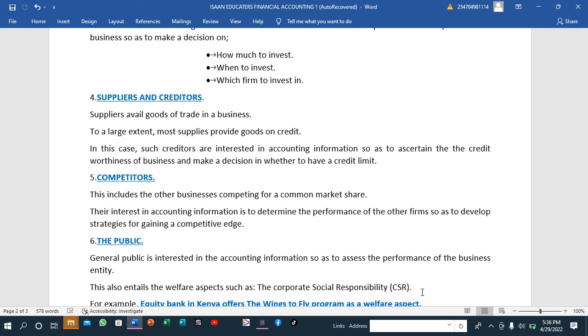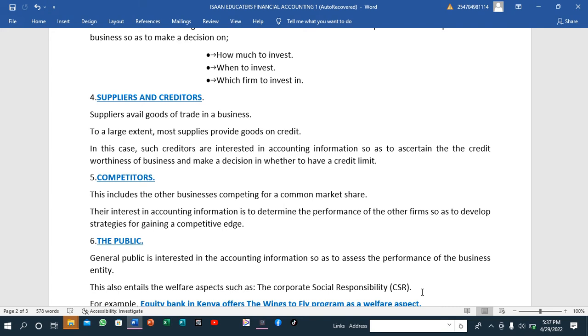So what is their interest in accounting information? Their main interest in accounting information is to determine the performance of other firms, so as to develop strategies for gaining a competitive edge. For example, if I'm producing bread and another business is also producing bread, I have to have their accounting information to determine their performance. If I know their performance, maybe I can use different packaging materials so that I can overtake them in the competition market.